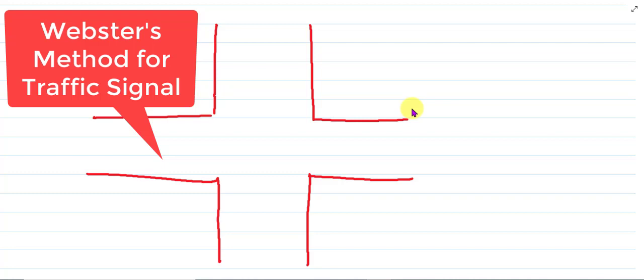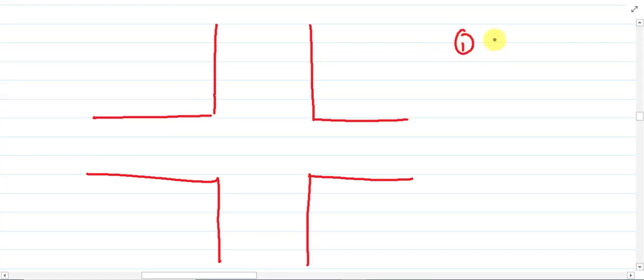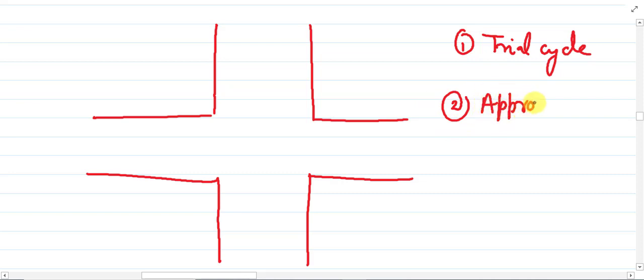In this video, we are going to define other methods of signal designing. Before going to the next method, first we will go to the previous ones. The first one is the trial cycle method, and another one is the approximation method. Now we compare these two methods and then we will move to the next method, and we will show why we need a third method for signal design.